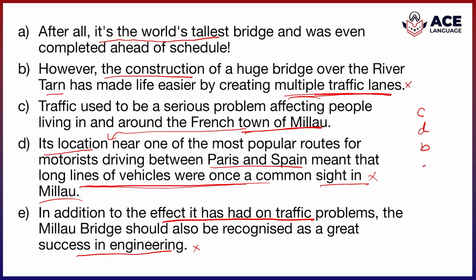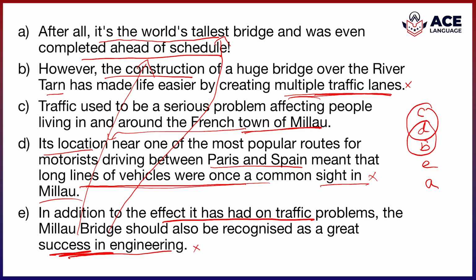Why do we need to put it as a great success? After all, it's the world's tallest bridge, and it was even completed ahead of schedule. That's why. So why it was a success? Because number one, it was the world's tallest bridge. That's an engineering masterpiece, and it completed ahead of time. So that's your last sentence. So your pairs are CD, DB, BE, EA. That's it for question number 2.